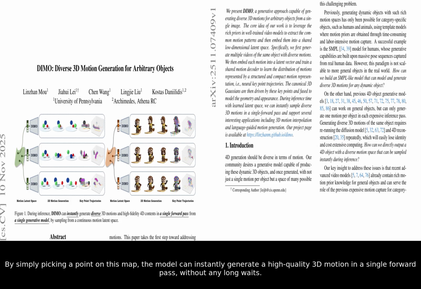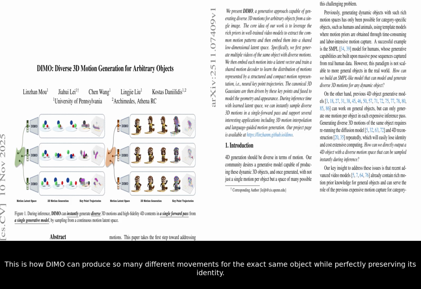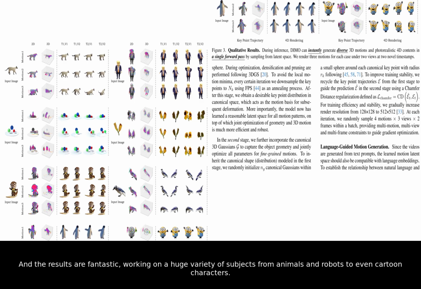By simply picking a point on this map, the model can instantly generate a high-quality 3D motion in a single forward pass without any long waits. This is how DIMO can produce so many different movements for the exact same object while perfectly preserving its identity. And the results are fantastic, working on a huge variety of subjects from animals and robots to even cartoon characters.